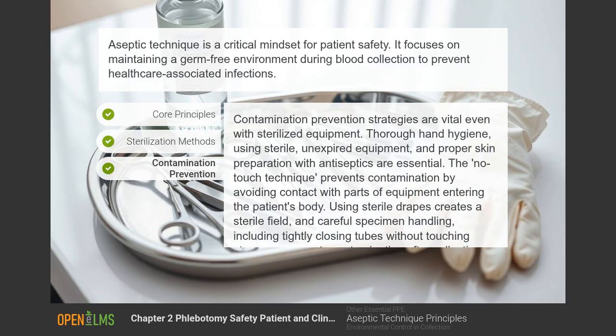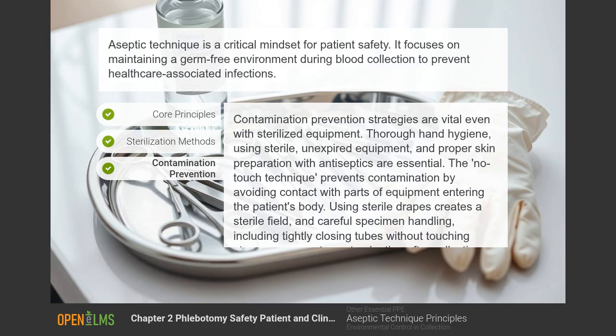Contamination prevention strategies are vital even with sterilized equipment. Thorough hand hygiene, using sterile, unexpired equipment, and proper skin preparation with antiseptics are essential. The no-touch technique prevents contamination by avoiding contact with parts of equipment entering the patient's body.